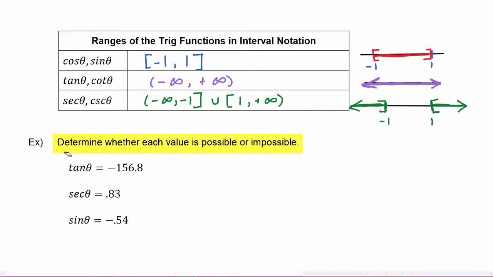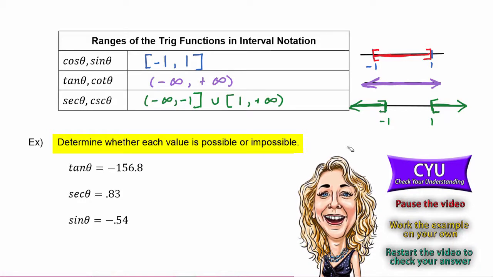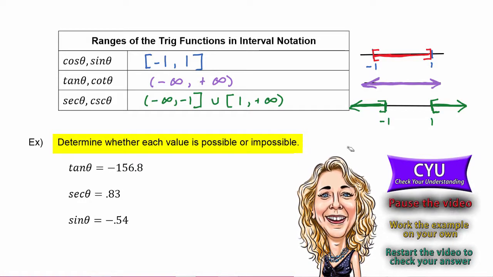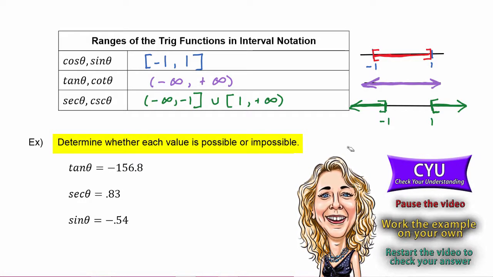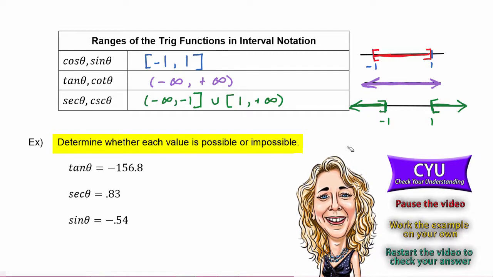Now in this next example, we have to determine whether each value is then possible or impossible. It's CYU time, so pause the video, work the example on your own, then restart the video to check your answer. Okay, let's see how you did.